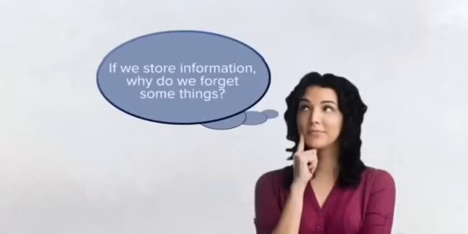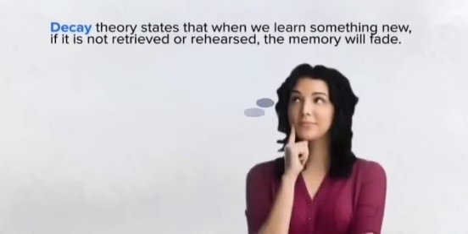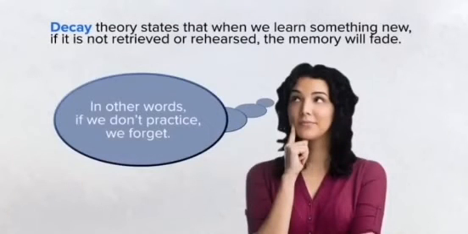If we store information, why do we forget some things? There are three main reasons why we forget: decay, interference, and failure to encode. Decay theory states that when we learn something new, if it is not retrieved or rehearsed, the memory will fade. In other words, if we don't practice, we forget.